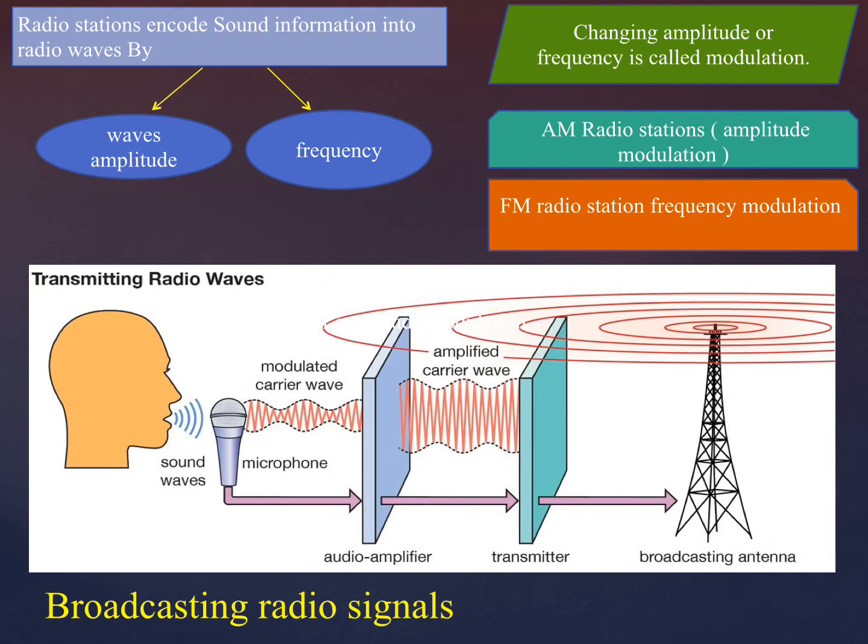Broadcasting radio signals: the radio station encodes sound information into radio waves by varying either the wave amplitude or their frequency. And changing amplitude or frequency is called modulation. I'm pretty sure you have heard about AM and FM. AM radio stations use amplitude modulation and FM radio stations use frequency modulation.